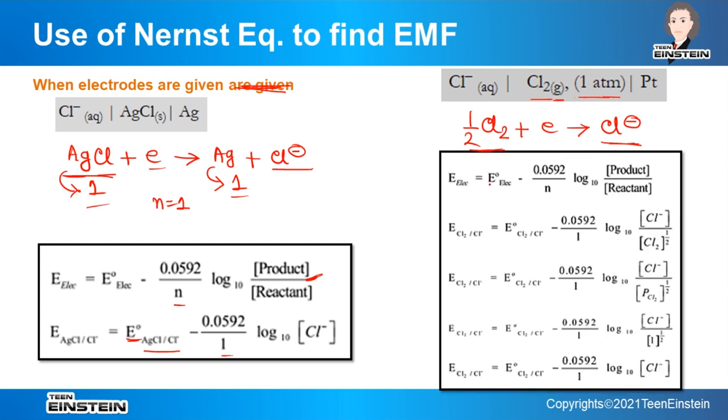So here the equation will be first E cell equal to E naught cell minus 0.059 by n. So here n value will be 1. Now if you have written the reaction in this form, suppose you have written it as 2 electron then 2 Cl minus, in that case you have to write electron as 2. But you will see that when you put in the product concentration of Cl minus, its power will be 2.